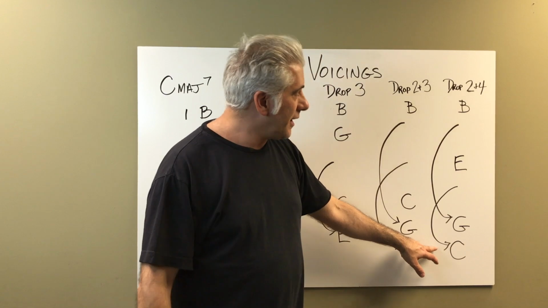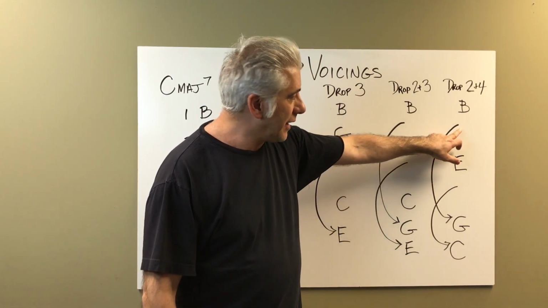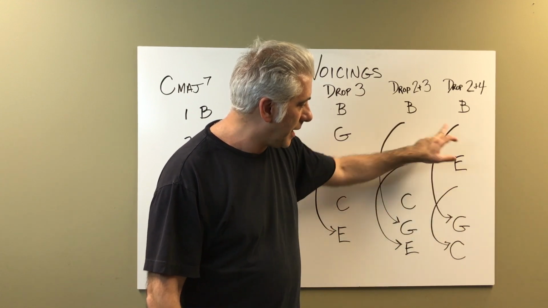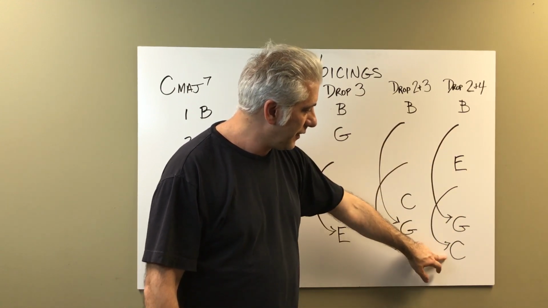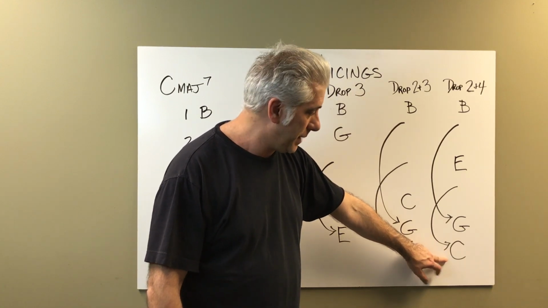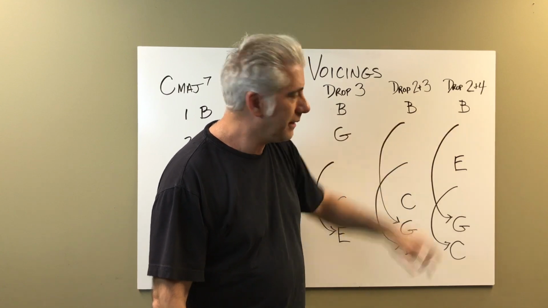The last voicing, the drop 2 and 4 voicing, you take the second voice from the top and you take the lowest voice and you drop them down the octave. Okay? So this time, this one you're going to still have the C as the lowest note, as your bass note. C, G, E, B. The drop 2 and 4 voicing, so I'm going to drop the second note, the G, down the octave, and I'm dropping the C down the octave, and I'm going to have this.